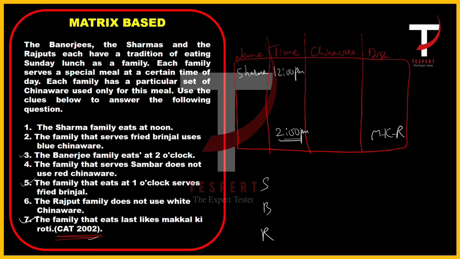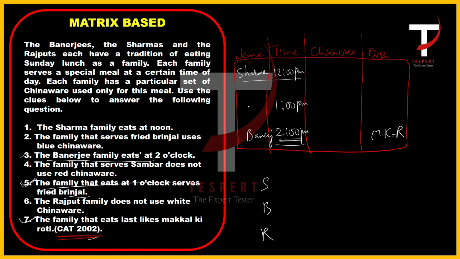Okay, so why we have taken 2 o'clock as the last slot is because if you consider the fifth and third statements, the family that eats at 1 o'clock serves fried brinjal, and Banerjee's family eats at 2 o'clock, right? So Banerjee's family eats at 2 o'clock, and Sharma's family eats at 12 o'clock. So the remaining time is 1 o'clock, 1 p.m., right? So the family that eats at 1 o'clock serves fried brinjal. So this is the fifth statement.